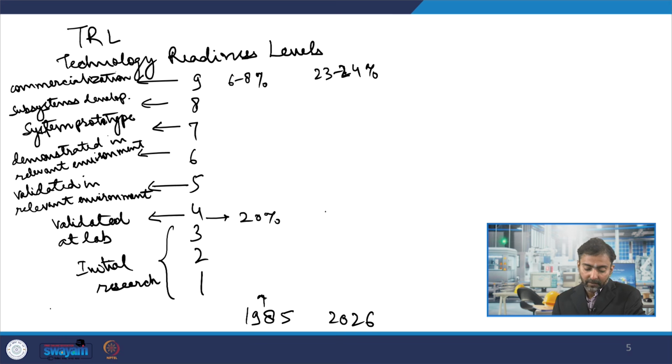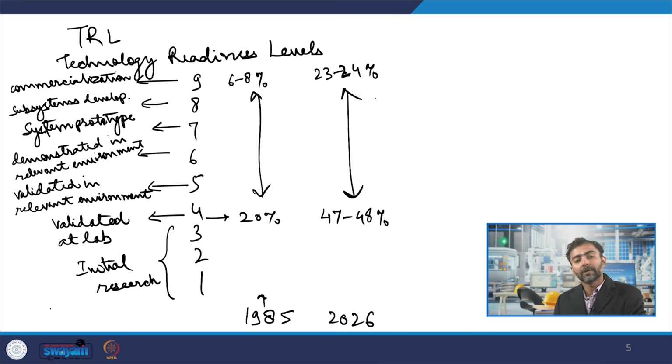But if you look at the technology at the lab level, around 47-48% is the solar PV efficiency of the best cells available at the lab scale, at the research level. So there is always a gap from lab scale to commercialization, because any particular technology takes time to develop. Once you validate it in the lab, you need to validate and demonstrate it in the relevant environment, develop a prototype, demonstrate the prototype, then develop the other subsystems related to this, and then finally you can go for the complete commercialization.